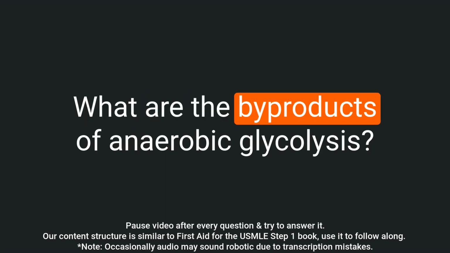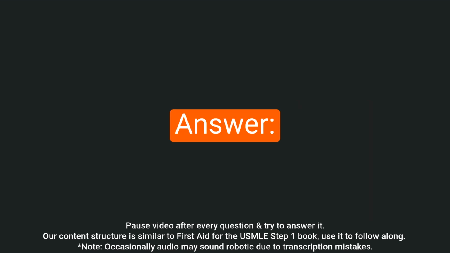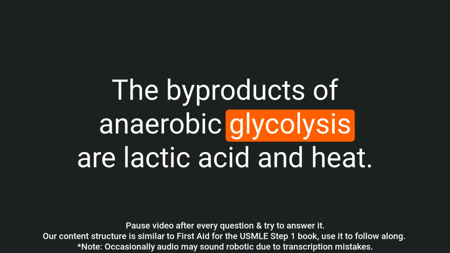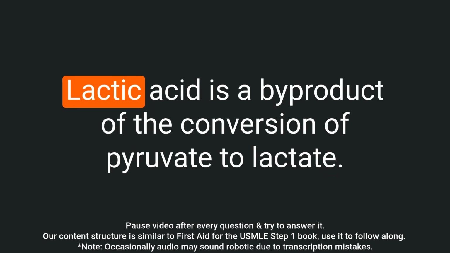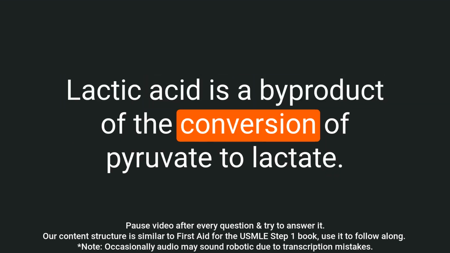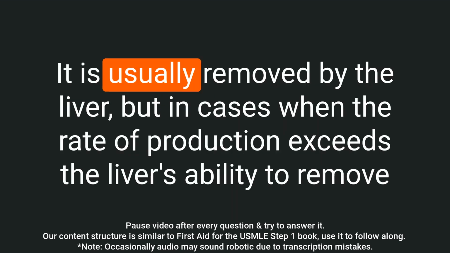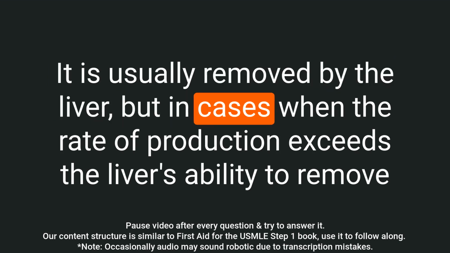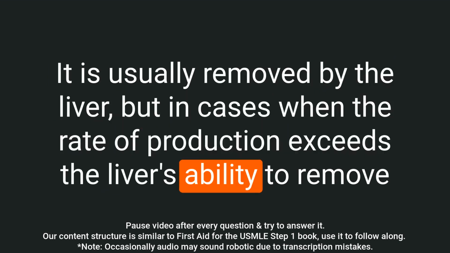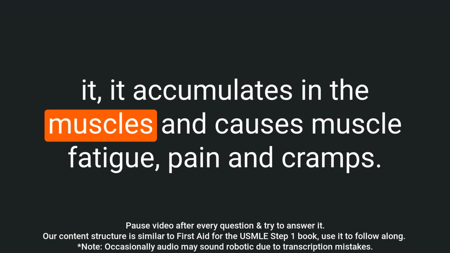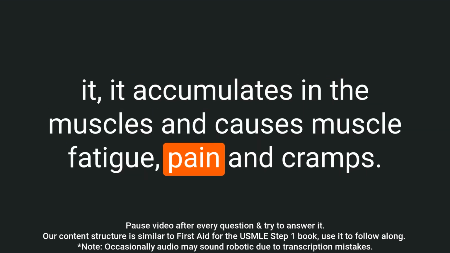Question: what are the byproducts of anaerobic glycolysis? Answer: the byproducts of anaerobic glycolysis are lactic acid and heat. Lactic acid is a byproduct of the conversion of pyruvate to lactate. It is usually removed by the liver, but in cases when the rate of production exceeds the liver's ability to remove it, it accumulates in the muscles and causes muscle fatigue, pain, and cramps.